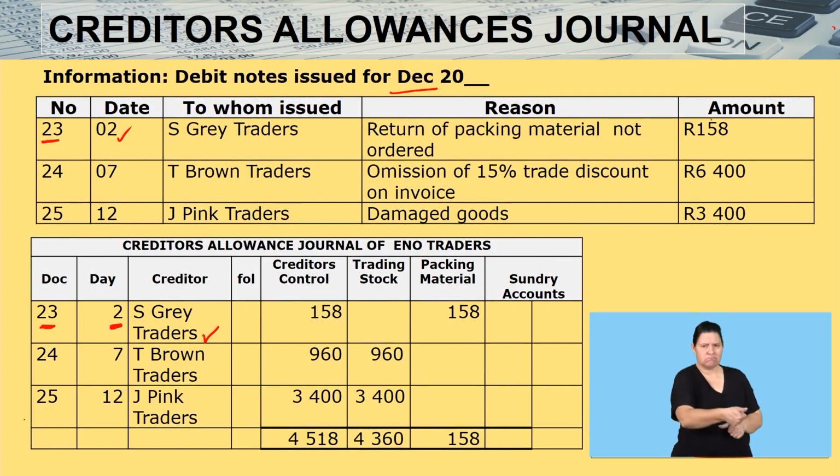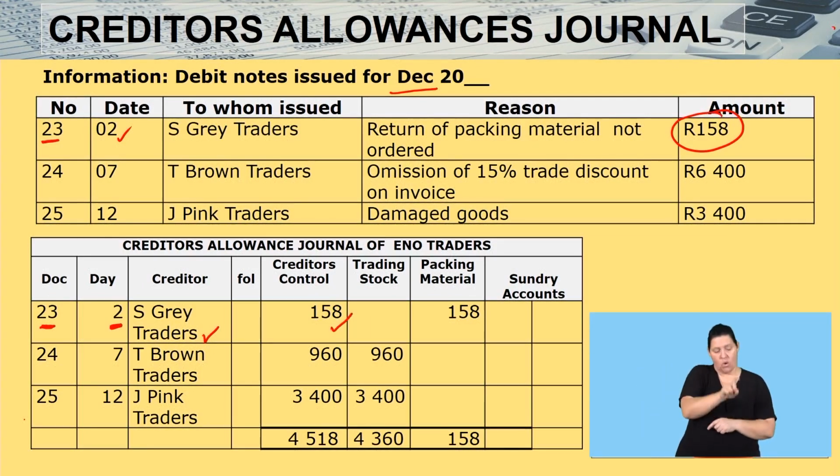And the amount was 158. So I'll come here. It has to be recorded first in the creditors control column, there is 158. It must also be recorded under packing materials. There you see 158. Let's quickly go and see the next one.